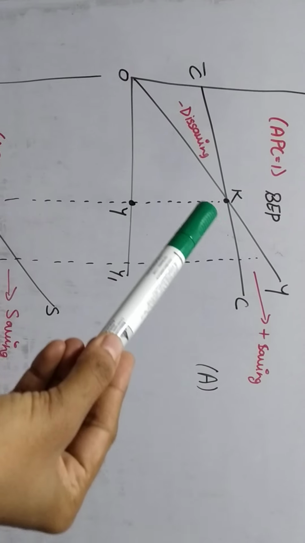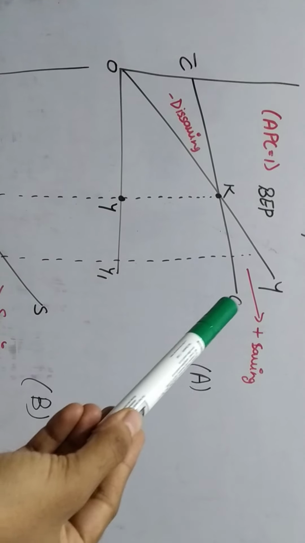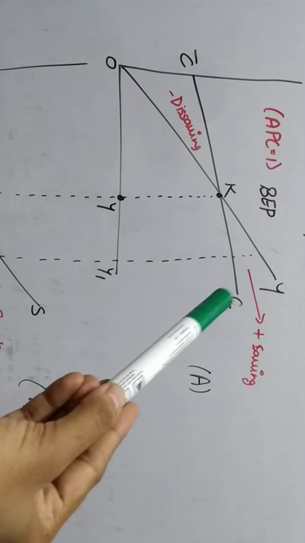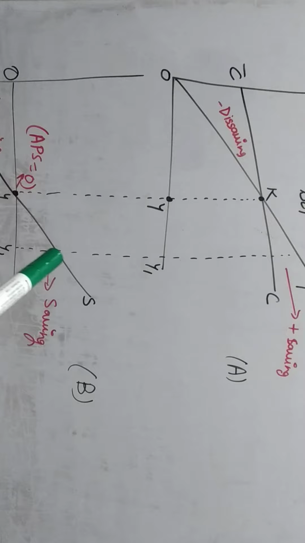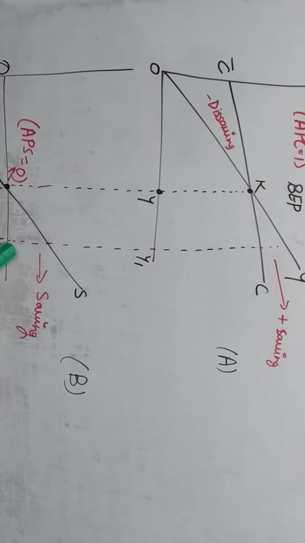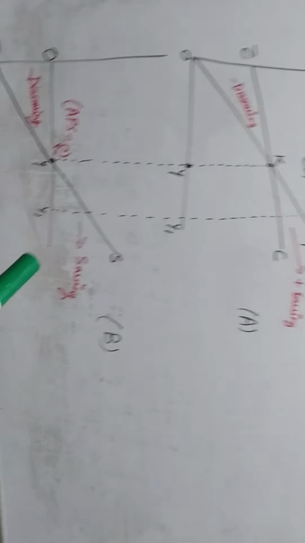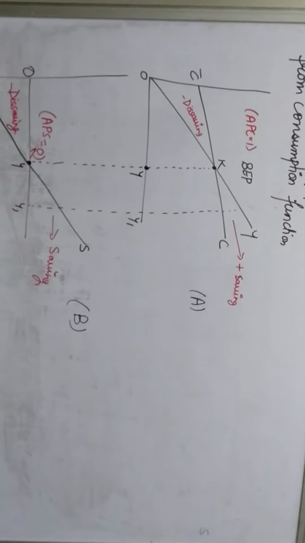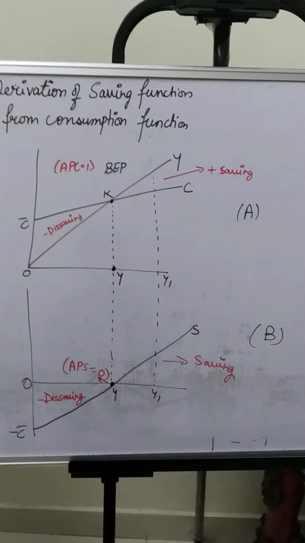After that you can see now your income increases but consumption lags behind. Consumption lags behind, that means Y minus C equals saving. So this gap is shown in part B. Here also this portion is shown as saving. So from the consumption function, in this way we can derive the saving function. This is your derivation, this is your 3-mark question. Now you can see in the proper way how you have to make both the diagrams.